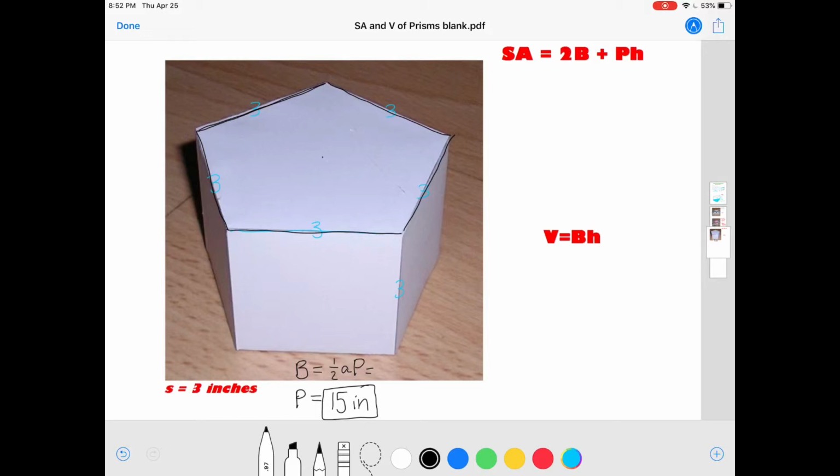A little tougher, only because nobody told me what the apothem is, right? The apothem is from the center to the middle of one of these edges. By the way, because it has to go to the middle, I know that this is going to be a 1.5 and a 1.5. That could be useful. I'm going to label this with an A.